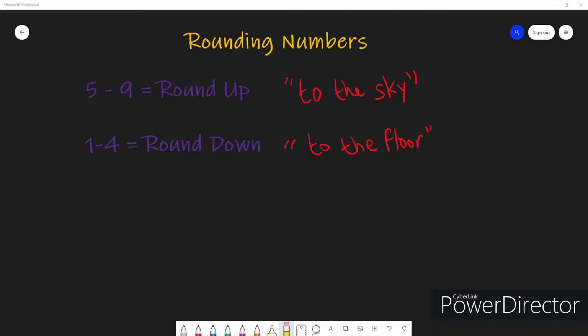You're typically dealing with numbers 1 through 9. If you land in any place value where it's a 5 to a 9, you will end up rounding up to the next whole digit, or what I call to the sky. So if you have a 5 to 9, you're to the sky. Otherwise, if you have a number between 1 through 4, you end up rounding down, or to the floor. So if you have a 2, you end up rounding down to the floor.